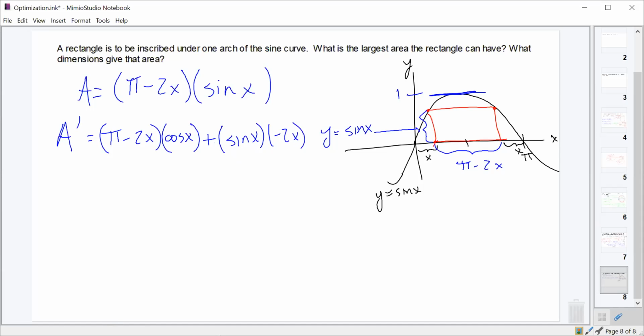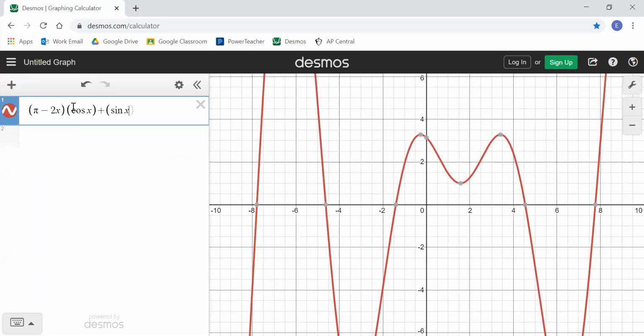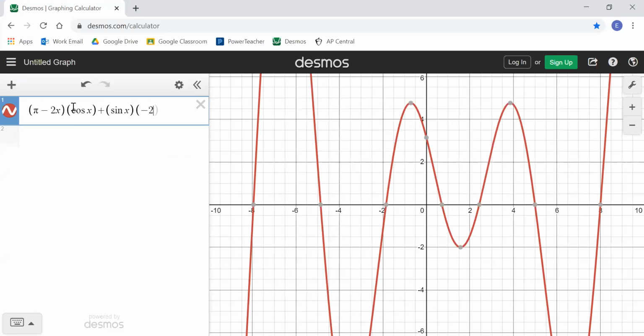I'm just going to use Desmos just to save us a bit of time. Once I get my TI-84 emulator calculator on my laptop working again, which it's still not, I'll show you how to do all that stuff on the graphing calculator. But let's graph that and see when it equals 0. So we had pi minus 2x times cosine x plus sine x times negative 2. Does that sound right? Yeah, that's right. All right, cool.